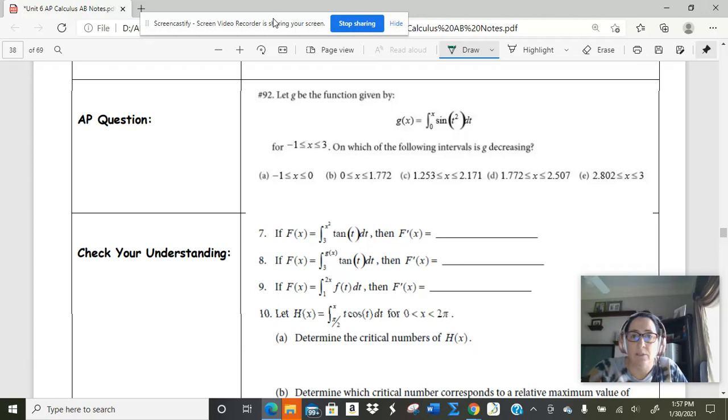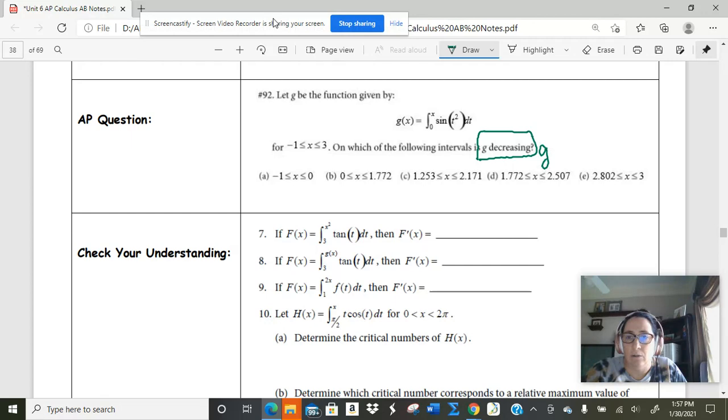Okay, this next AP question is a little bit different. So here it wants me to know where g is decreasing. Well, g is decreasing when the derivative of g is less than 0. So I need to go find the derivative of that g. I have this bound with an x, so I'm going to go plug it in. And there's no chain rule here, and then the bottom bound is a number, so that derivative would go to 0, that's gone.